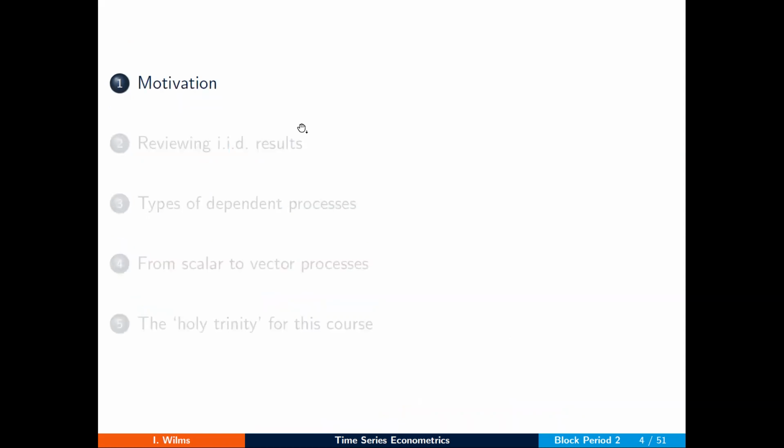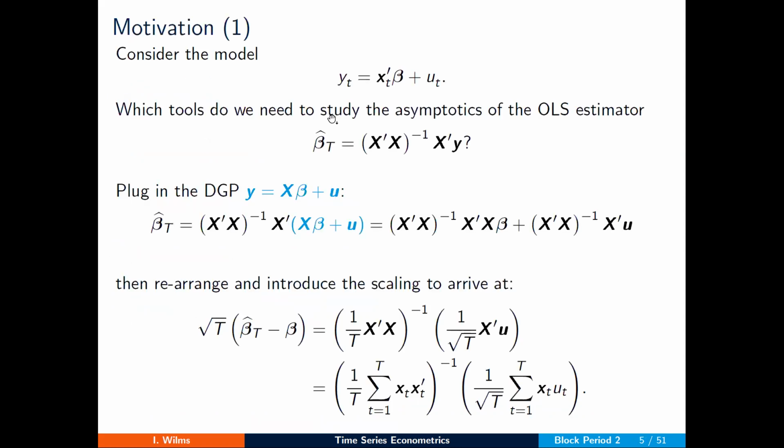So let us start with the motivation and a very simple model where we regress yt on xt as over here. The OLS estimator is given by this expression that should be familiar to everyone. Now, our main focus of today are the key ingredients we need to study the asymptotic behavior of our least squares estimator.